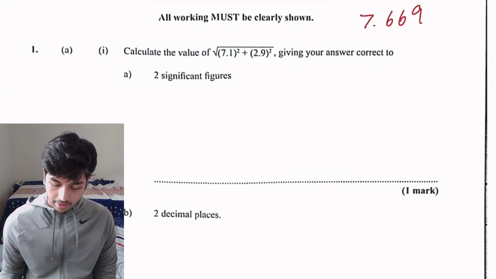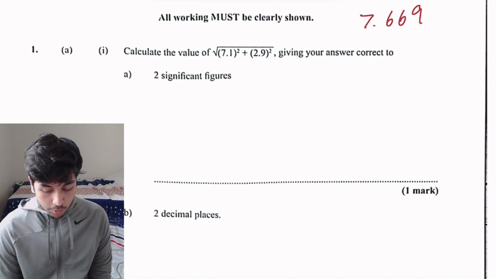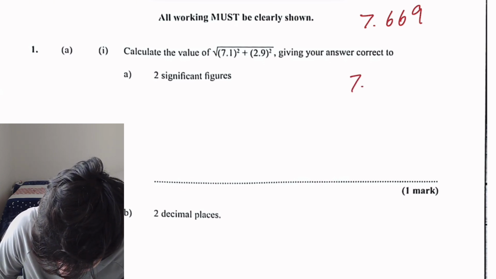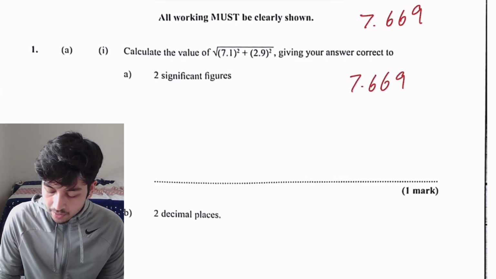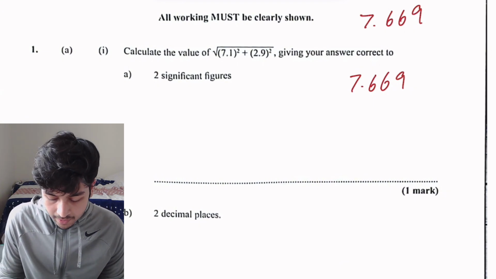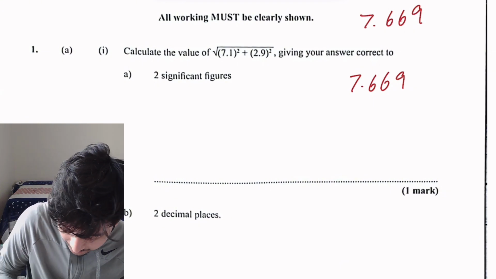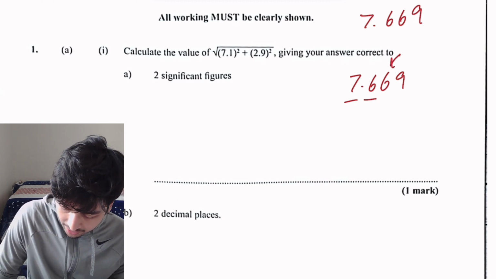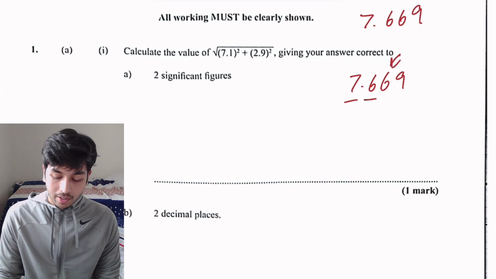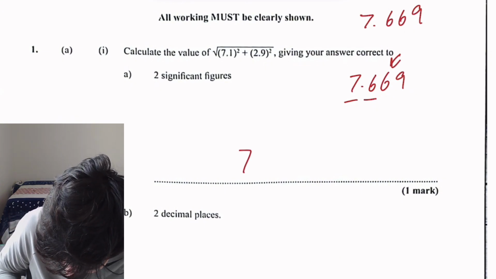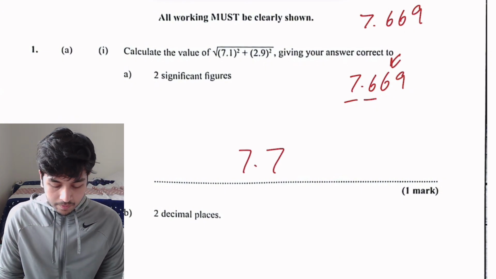So in part A, they're asking you to put this to two significant figures. We look at the first non-zero figure, and we need it to 2. So we look at these two, but we have to consider the one right after. Because it's more than 5, we have to round up. So in this case, it'll be 7.7 is the answer.